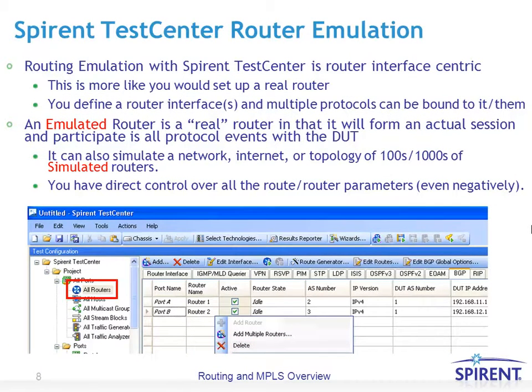Routing emulation with Spirent Test Center is very similar to setting up a real router. So you define a router interface and then enable and configure multiple protocols on it. That enables you to do multiple protocol emulation, but one difference is a single Spirent Test Center port can emulate hundreds or thousands of routers, and also there's a difference between Spirent Test Center emulated routers, which are real, and Spirent Test Center simulated routers, which actually don't exist, but we make it look like that to the device or network under test.